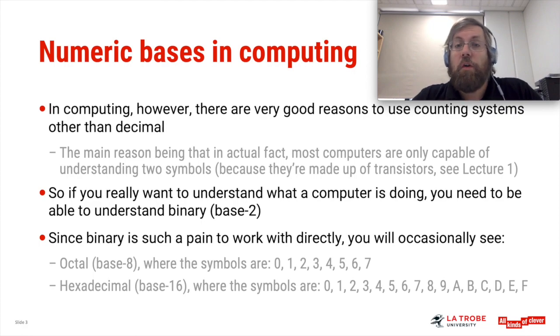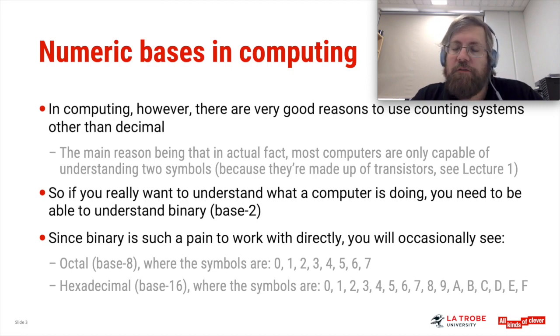But in computing, there are very good reasons to use counting systems other than decimal. Decimal is great. It's what humans are used to, but it's not what computers are good at. The main reason is that, in fact, most computers are only capable of understanding 2 symbols. And that's because their memory is made up of transistors. If you go all the way back to lecture 1, we talked about how modern computers you can think of as millions or billions of little switches that can represent either on or off, and that's it.